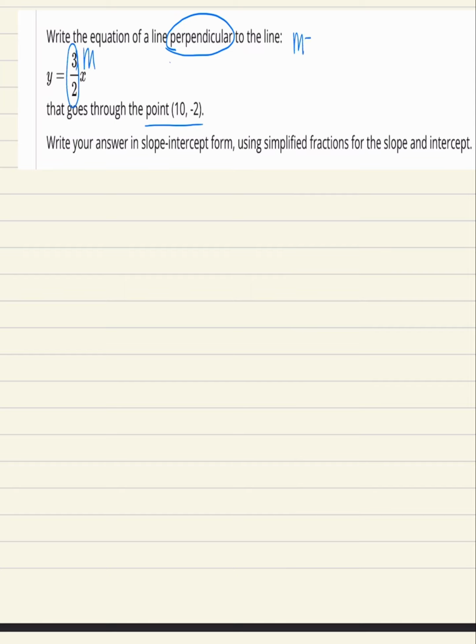So if our slope is 3/2 and we want to find out which one is perpendicular, we're going to flip it, which gives us 2/3, and change the sign. And that would be the negative reciprocal by flipping and changing the sign. So this will be the slope that we use for our equation. Then we're going to use the point 10, negative 2.